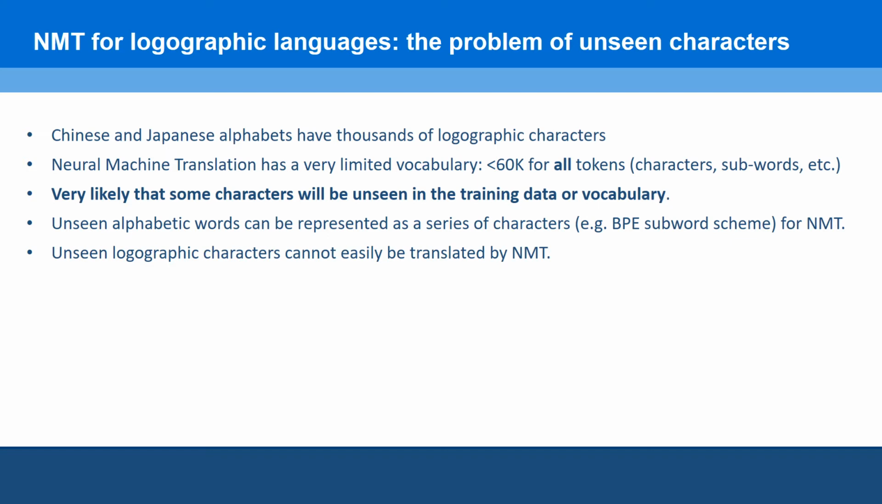If we encounter an unseen word in an alphabetic language like English, the worst case scenario is that you represent it as a sequence of characters using a subword scheme like BPE. This is fine because there are only about 100 possible characters in English. But if you encounter an unseen character in Chinese or Japanese that's logographic, it's unclear how the NMT system should translate it. This is the problem we're addressing in this paper.